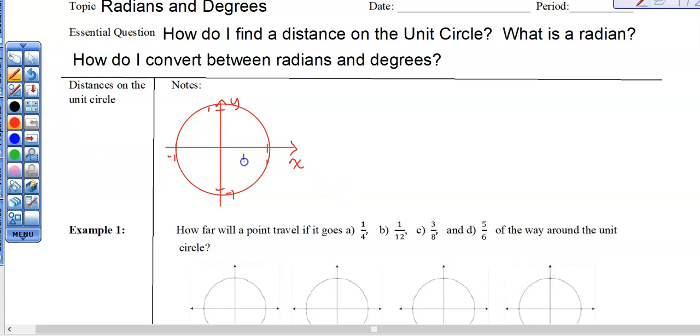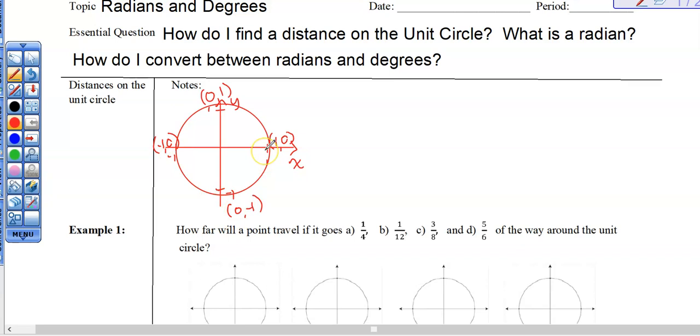Here's what we know. It has a radius of 1. So our coordinates here are 1, 0. And our coordinate up here is 0, 1. And over here is negative 1, 0. Down here too. Things we know, okay?